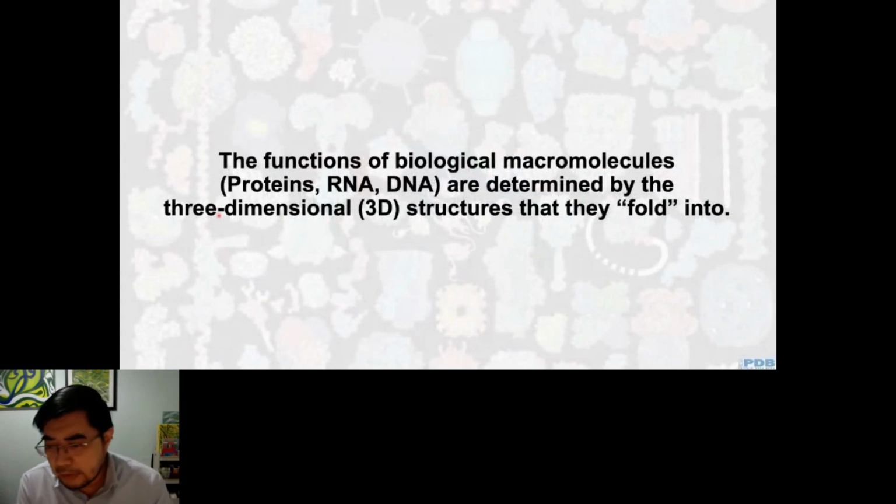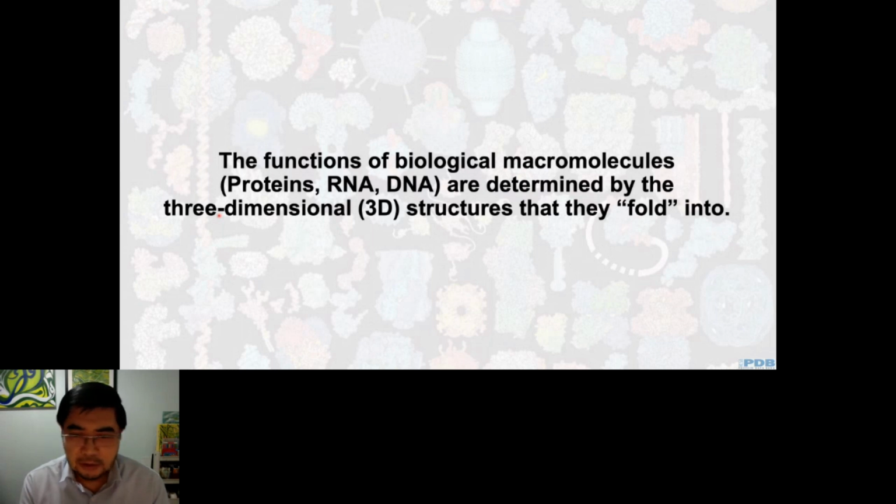I know this is a 3D-SIG, but I would like to get everyone up to speed just in case there is someone who's quite new to 3D structures. So just as a very quick introduction, the functions of biological macromolecules, proteins, RNA, DNA are determined by the 3D structures that they fall into.